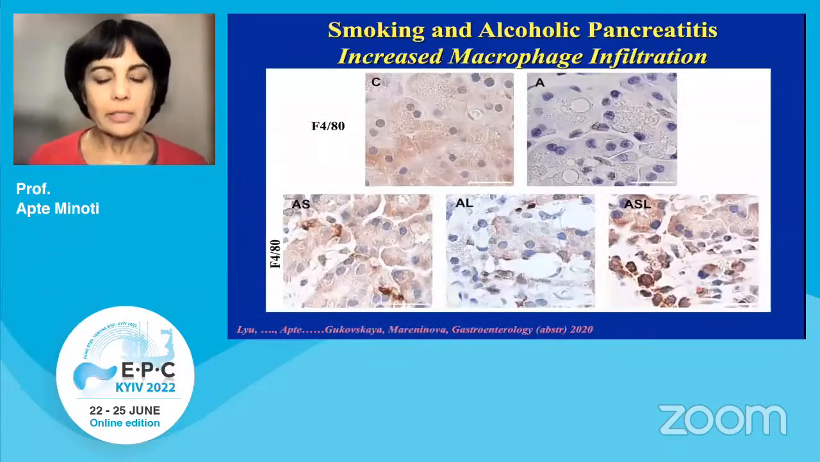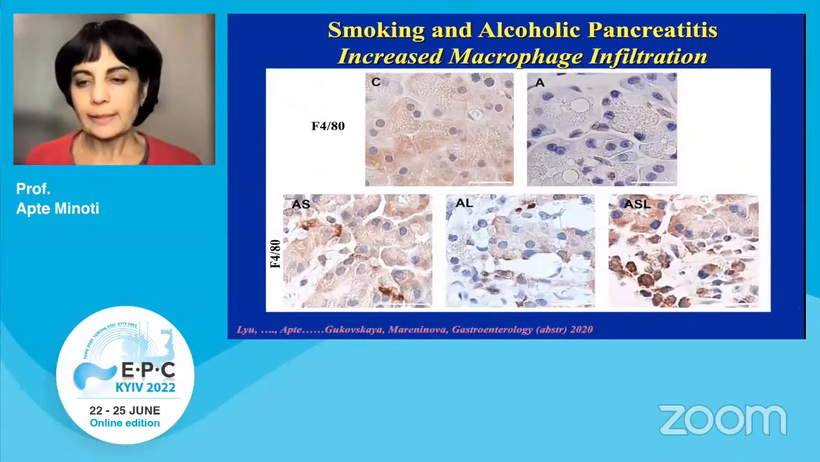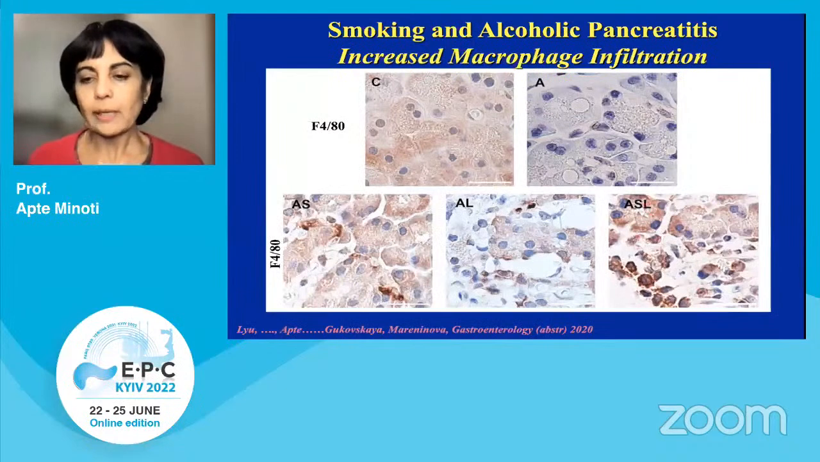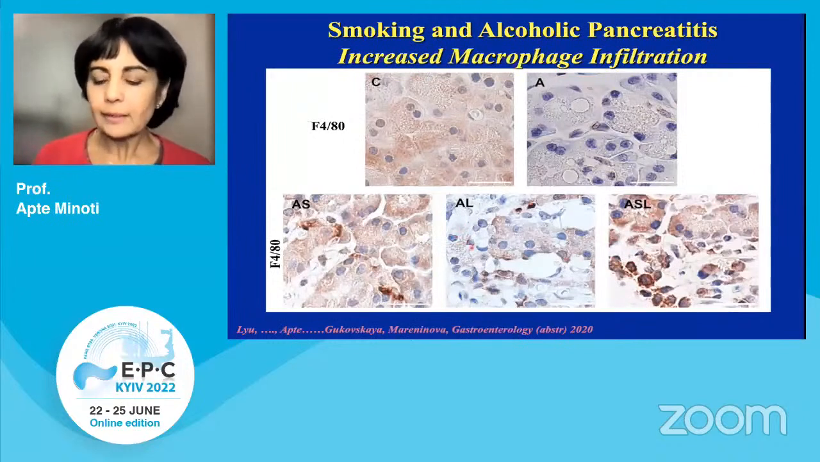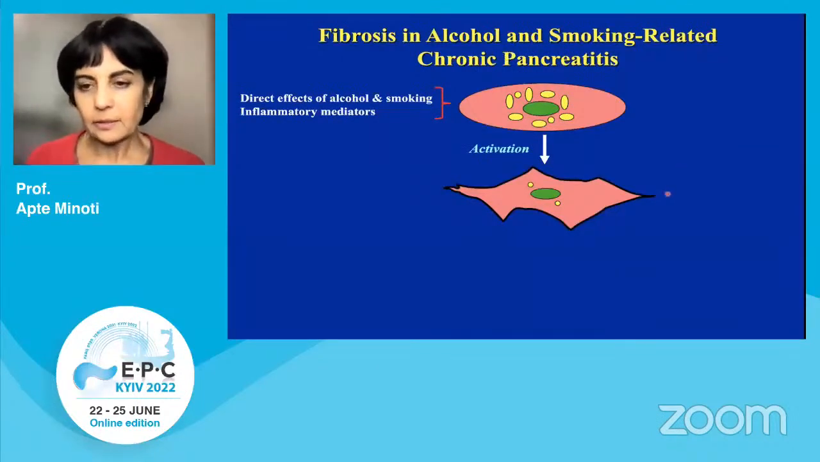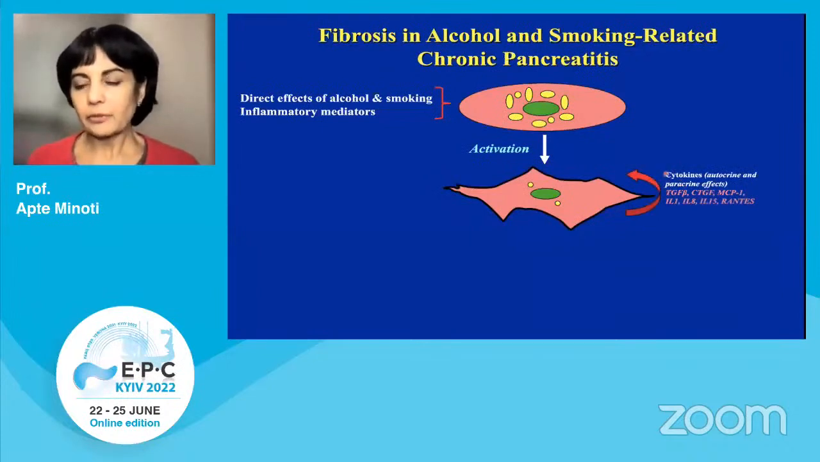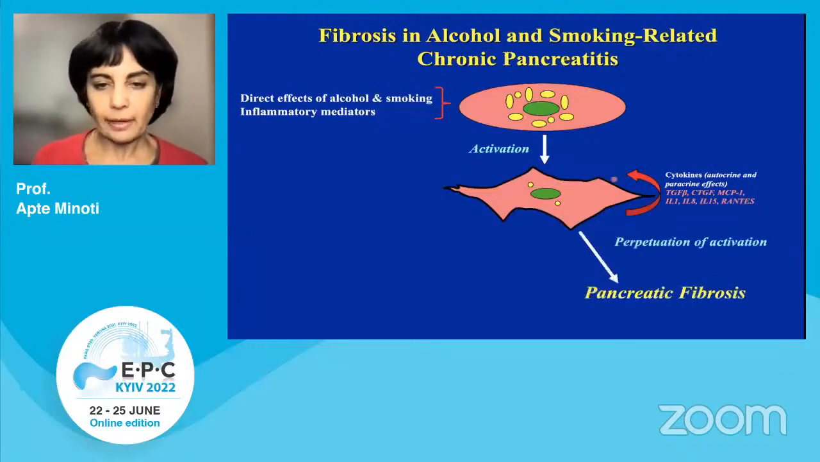In collaboration with Anna Gukovskaya's group, we also found that the alcohol LPS animals exposed to smoke showed significantly higher macrophage infiltration compared to the other groups. And this is pertinent because it might explain the perpetuation of stellate cell activation. So we know that the effects of alcohol and smoking and inflammatory mediators activate stellate cells. Once activated, these cells secrete their own cytokines to cause an autocrine effect, which can perpetuate their activation.